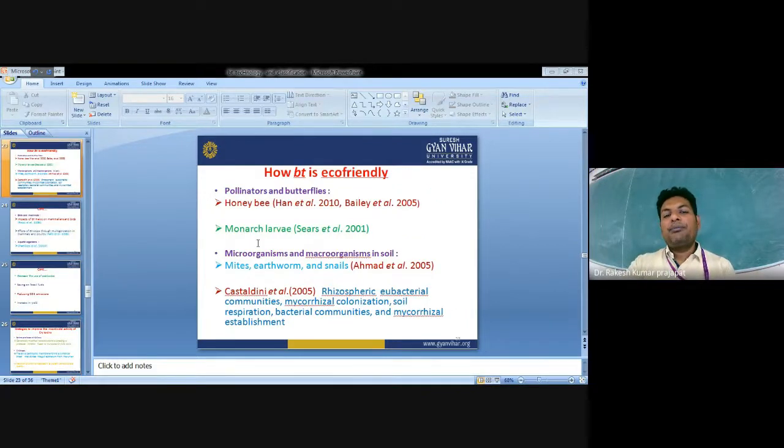How is Bt eco-friendly? Pollinators and butterflies: honeybees, Hendriksma et al. 2010, Bailey et al. 2005. Monarch leaf does not have any effect on the monarch butterfly. Earlier it was a case, as we already discussed about this monarch case. Microorganisms in the soil: it does not affect the groups of microorganisms. Mites, earthworms and snails: Castaldini et al. 2005, rhizospheric eubacteria communities, mycorrhizal colonization, soil respiration, bacterial communities, mycorrhizal establishment.